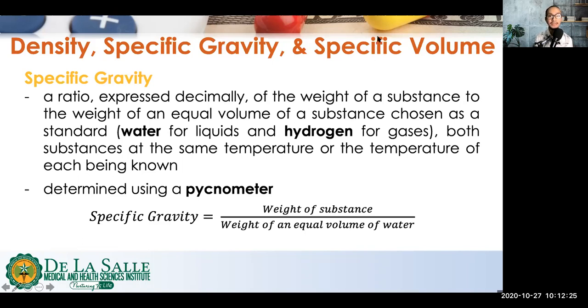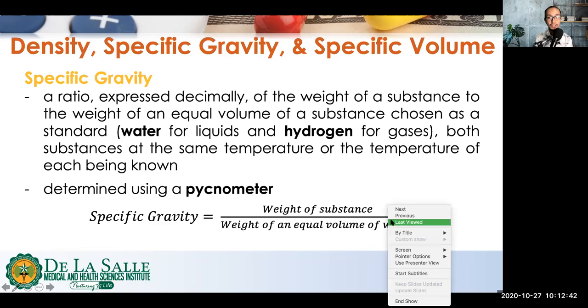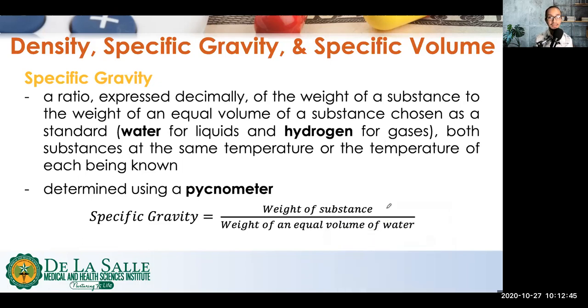So the reason why specific gravity does not have a unit is that it is a ratio. The ratio has two quantities of the same units: weight of the substance divided by weight of an equal volume of water, water being used as a standard for both liquids and solids. If the weight of the substance is expressed in grams, then of course the weight of an equal volume of water should also be expressed in grams, and we can cancel the units. So specific gravity is a unitless quantity.